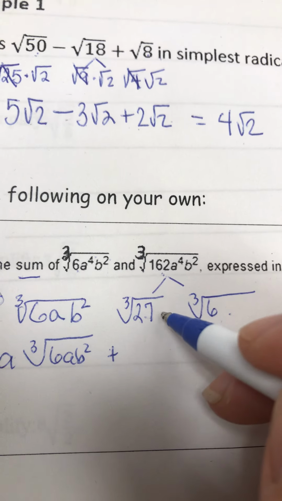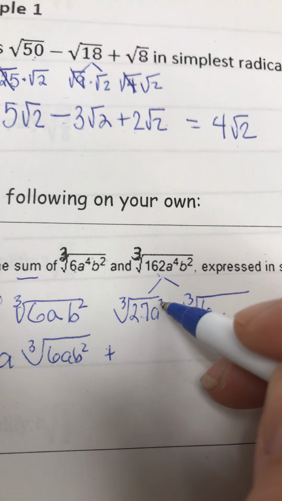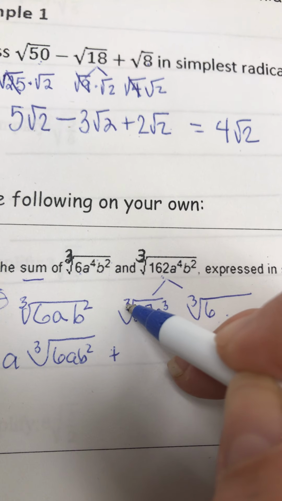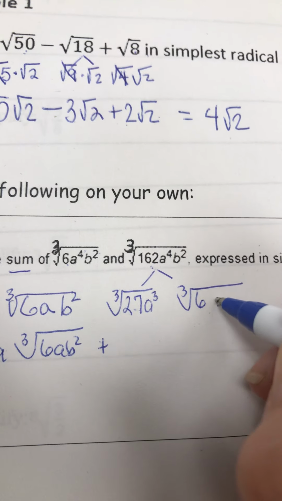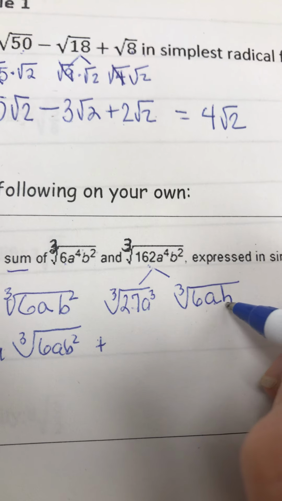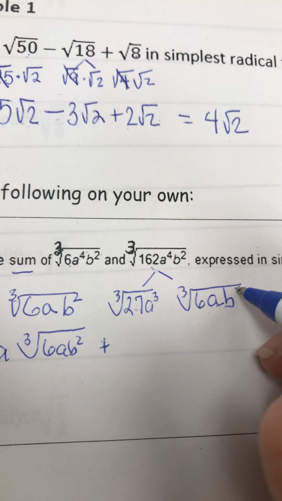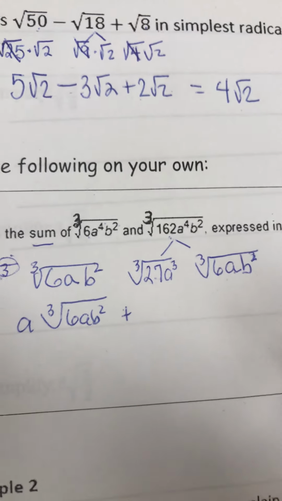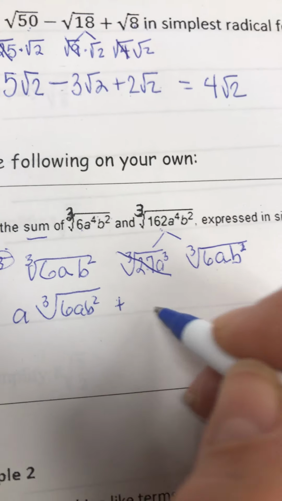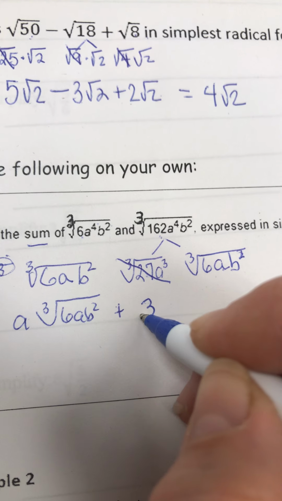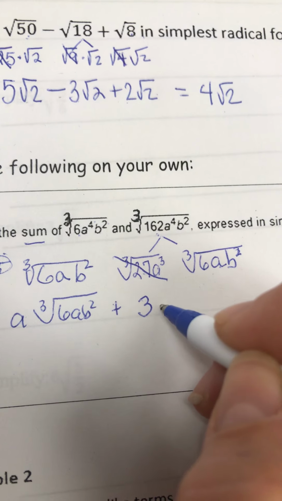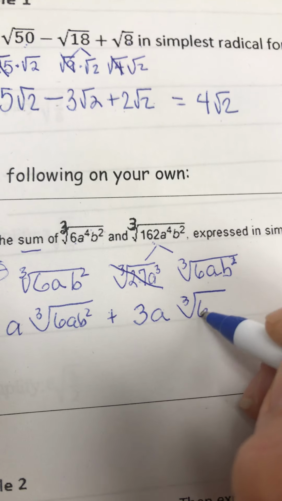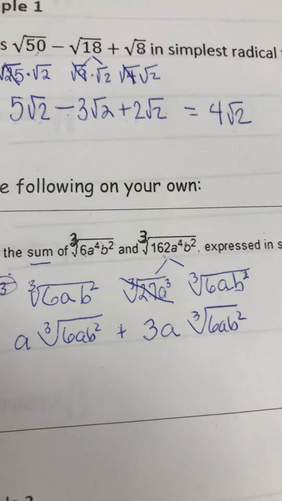A to the 4th, I need it to be a to the 3rd, because that a to the 3rd over 3 comes out, leaves me an extra a, and the b squared is too small. It's not divisible by 3. A power of 2 is not divisible by 3. So this comes out as the cube root of 27 is 3, and a to the 3rd cube rooted is a. And then the cube root of 6ab squared, that couldn't simplify.